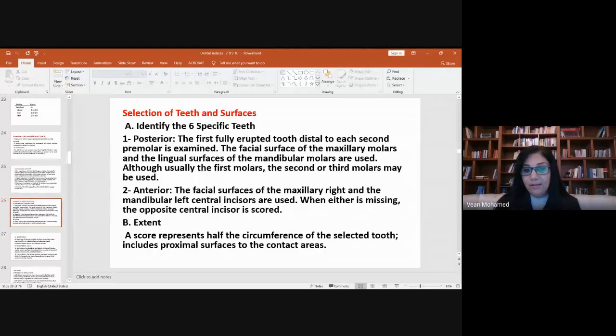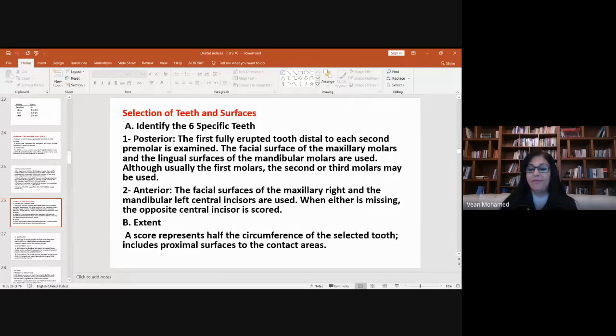For anterior, the facial surfaces of the maxillary right and mandibular left central incisors. Maxillary right, mandibular left. You see? It means 6, 1, 6. Okay, it's very easy. 6 teeth will be examined. And the extent: the score represents half the circumference of the selected teeth, including the proximal surface to the contact area.